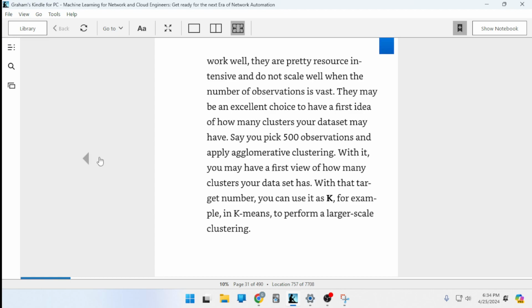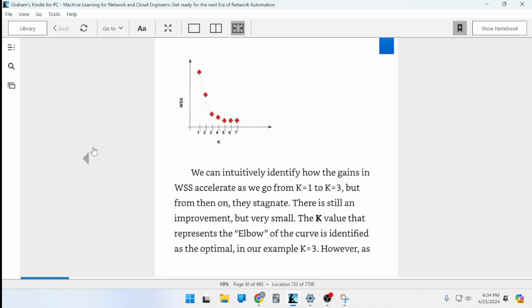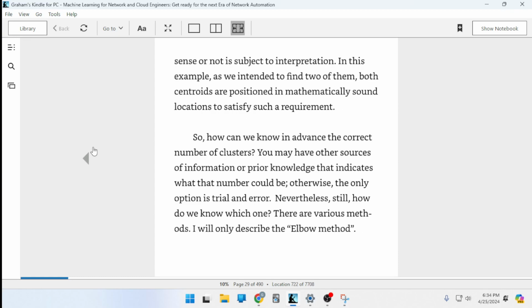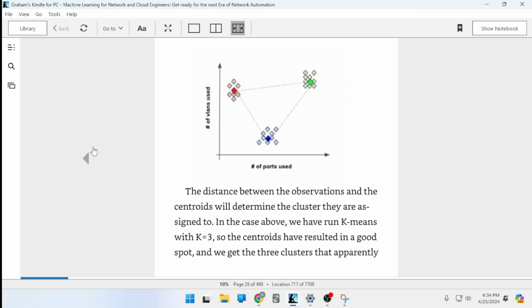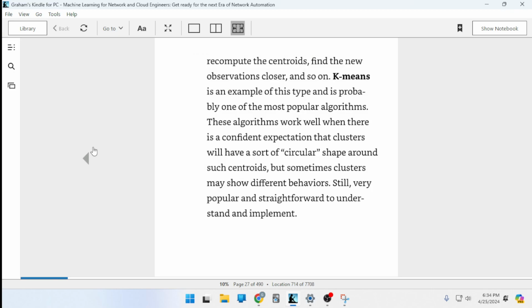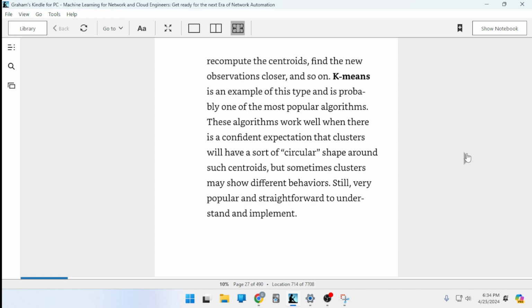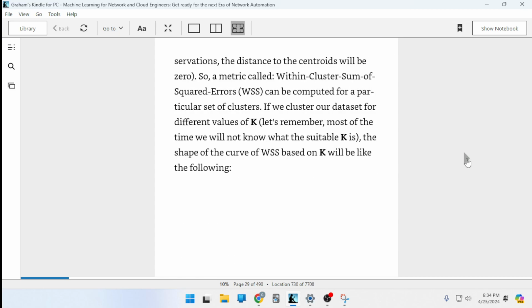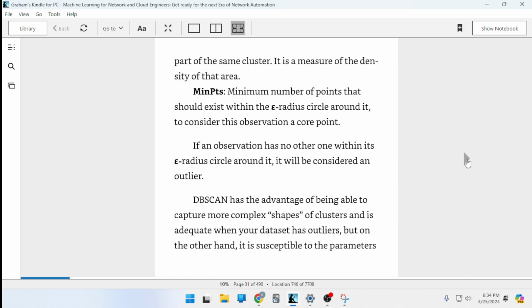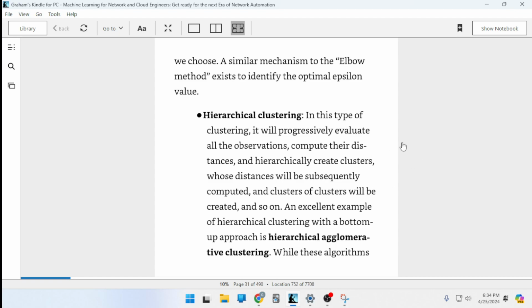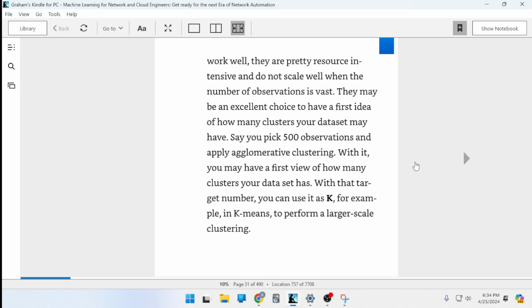And remember what K-means is. K-means is an algorithm that is used for centroid-based clustering. Oh, I feel like I had to cheat and look back a little bit, but I feel like I got that right. So K-means is an algorithm that's used for centroid-based clustering. And with that target number, you can use it as K, for example, in K-means to perform larger scale clustering.